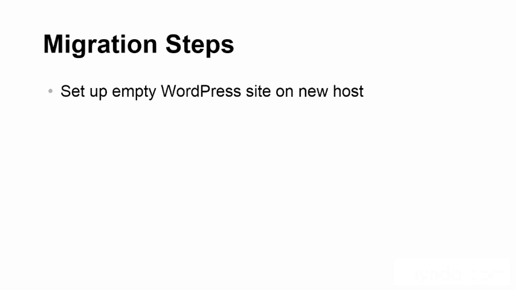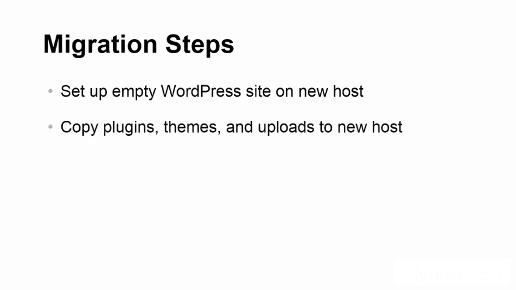When migrating a WordPress site using the database reset method, you have to follow 5 steps. The first step is to set up a new empty WordPress site on the new host. This site needs to be empty because when you migrate your database and your content over, chances are you'll overwrite what's already on the site. So set up a new blank WordPress site.